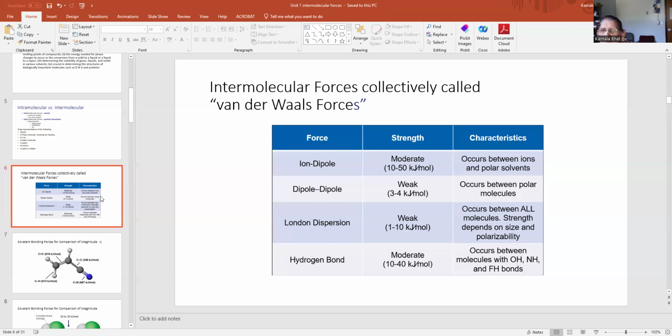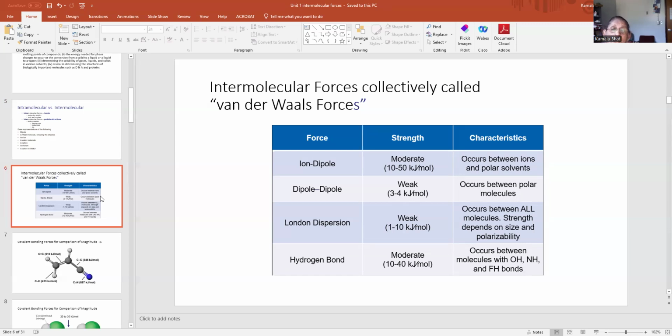Now, intermolecular forces collectively are called the van der Waals forces. The van der Waals forces first came into your purview at the end of chapter 10, on ideal gas behavior and real gas behavior, and how to explain real gas behavior.